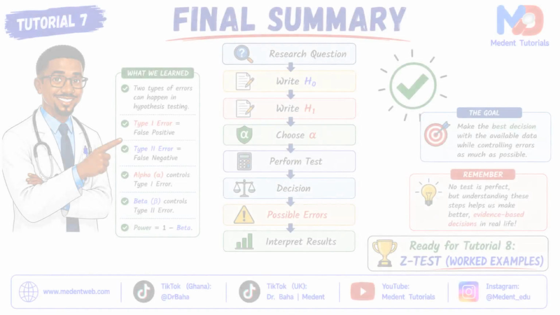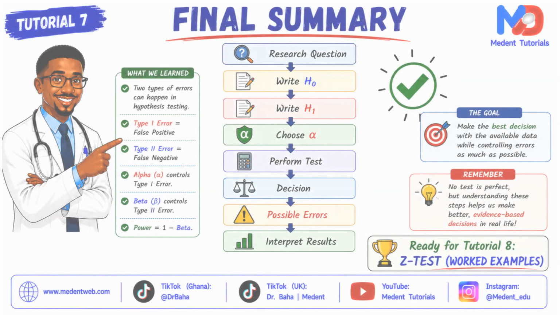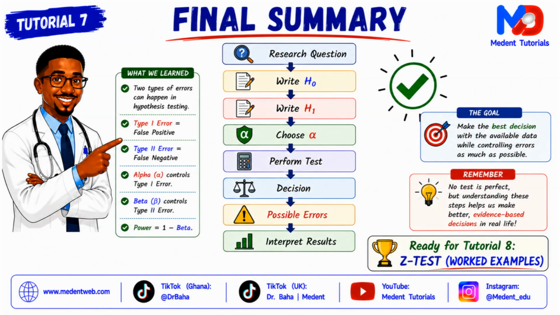Again, you have done an excellent work and you now understand the two types of statistical decision errors. In the next tutorial, we will learn the z-test with worked examples. It will be well explained for you to understand, and I'm sure that is the place you all want to get to. I'm excited about it, just like you are.